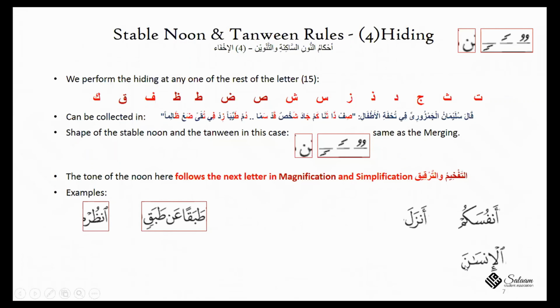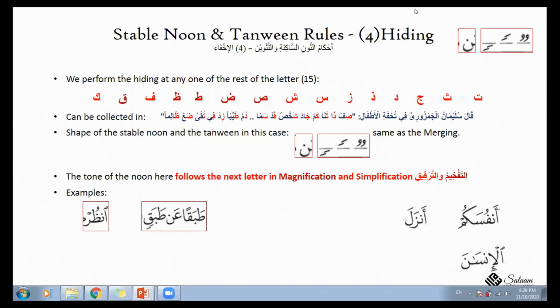الإنسان. See, the tone is what I said. الإنسان. This is a simplified letter. But let's say the magnified tone of the same word. So it will be الإنسان. See the difference? And sadly, there are some people that do this. So you magnify or simplify the tone of the noon depending on whether the letter that comes after is magnified or simplified. Yes, this is 100% correct.